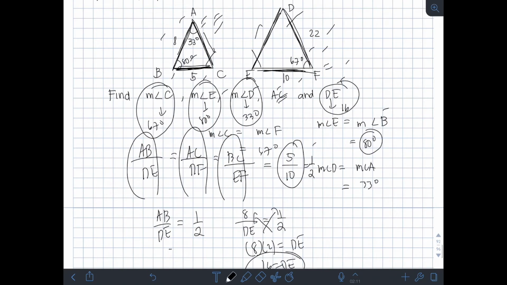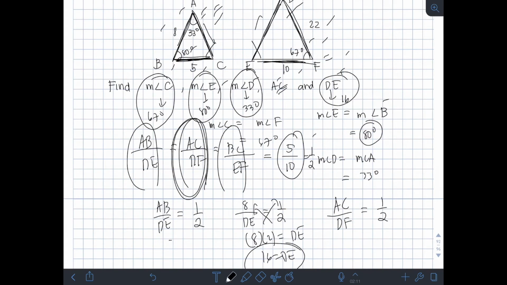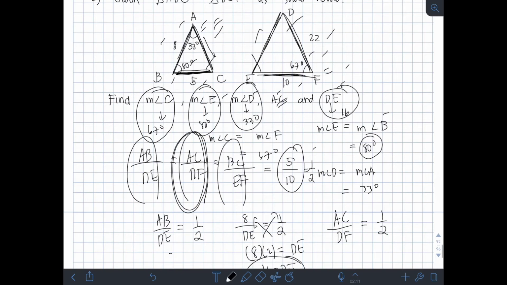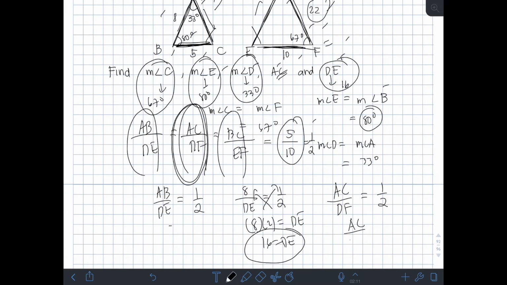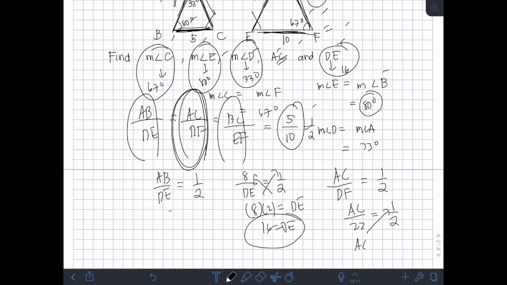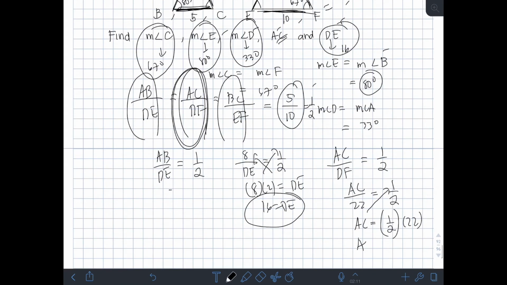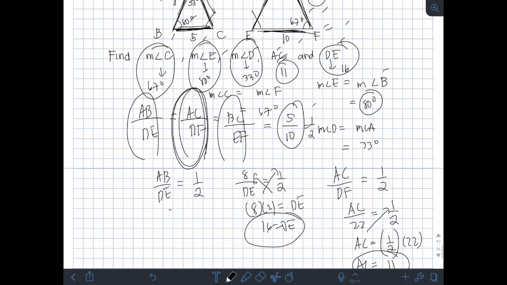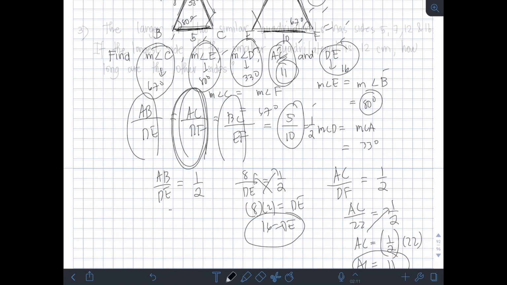Then, for AC naman, gamitin natin itong ratio natin. So, AC over DF is equal to 1/2 din dapat. So, AC is unknown, but DF is given as 22, right? So, AC over 22 equals 1/2. So, cross-multiply si 22, AC is equal to 1/2 times 22, or AC is 11, right? So, AC is 11. Okay?